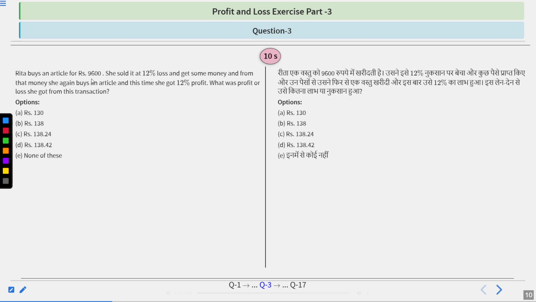Rita buys an article for rupees 9,600. She sold it at 12% loss and gets some money. And from that money, she again buys an article and this time she got 12% profit. What was the profit or loss she got from this transaction? You have 5 options and 10 seconds to analyze the question. Your time starts now.